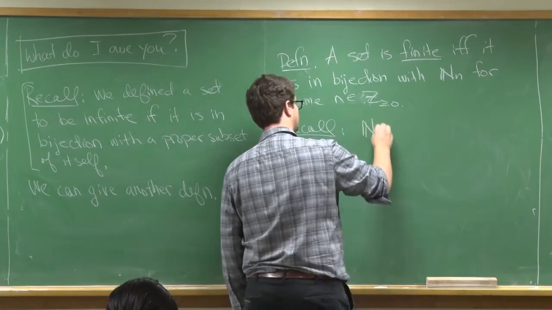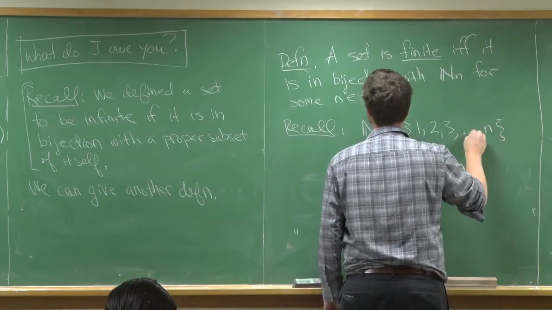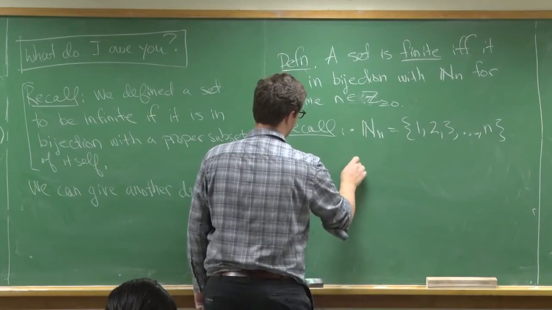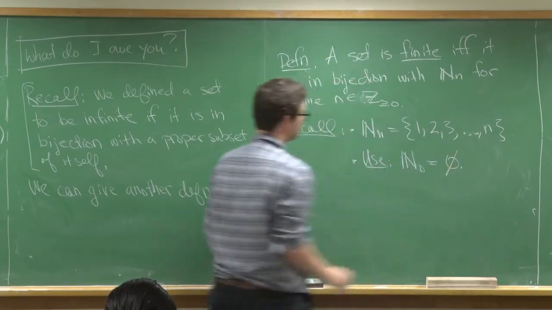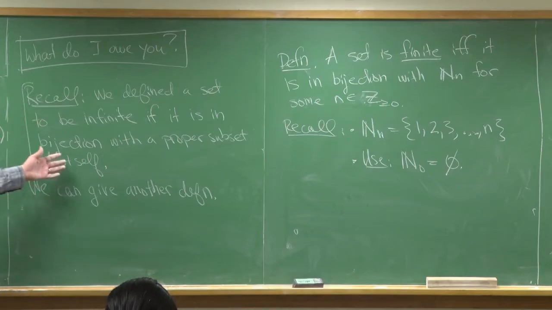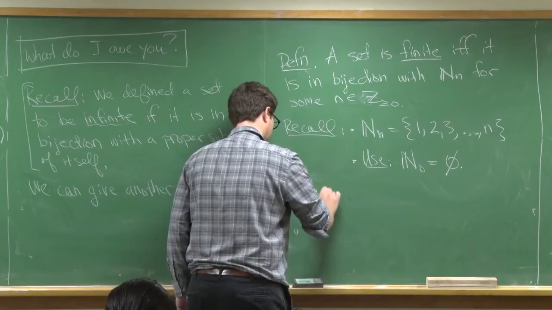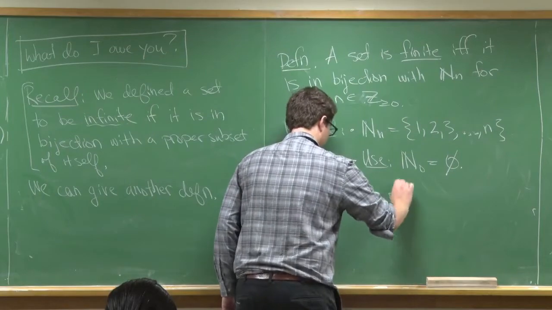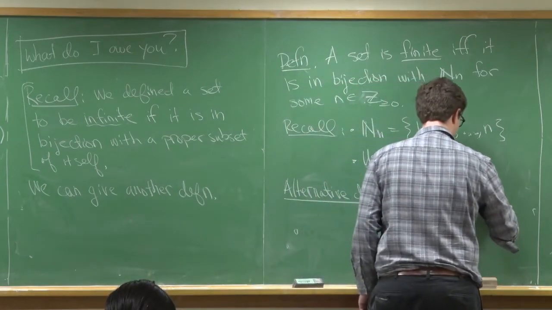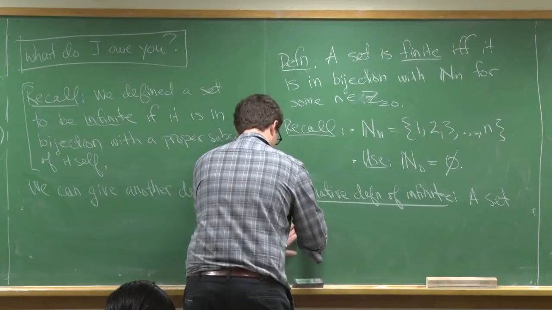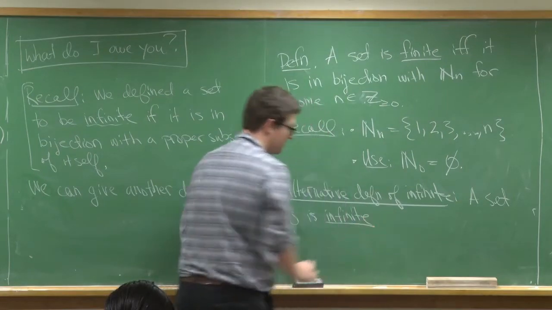Recall that this thing here is the set 1, 2, all the way up to n. And we'll use the notation that this thing sub 0 is going to be the empty set. Okay, so an alternative definition of infinite would be: a set S is infinite if it's not finite.